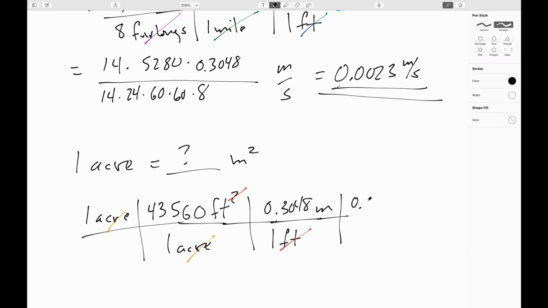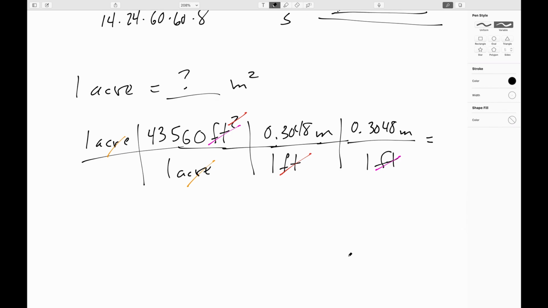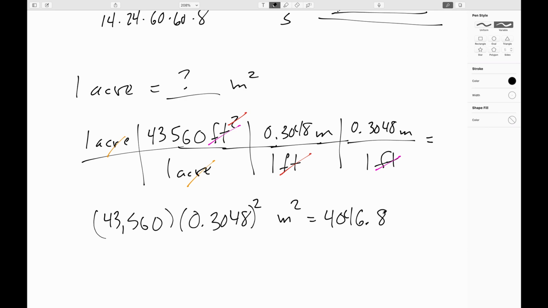So we're going to have to multiply by another fraction of 0.3048 meters per 1 foot. So now that will cancel the remaining power of feet. And now you see here I have meters times meters upstairs. So that gives me the desired square meters. That's our target unit. So what do we have? We've got 43,560 times 0.3048 twice, so that's squared. And then when we have meters times meters, that's meters squared. So it turns out to be 4,046.86 square meters.